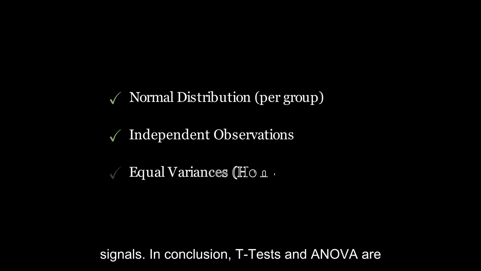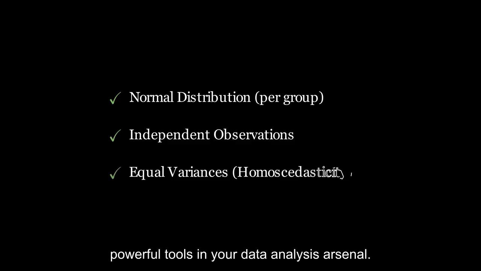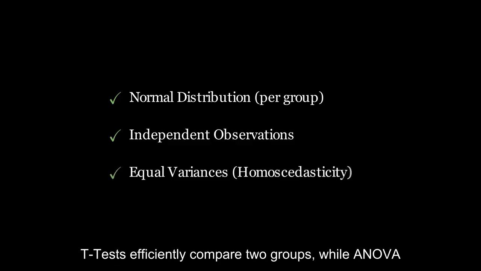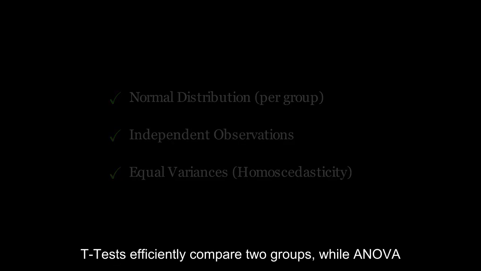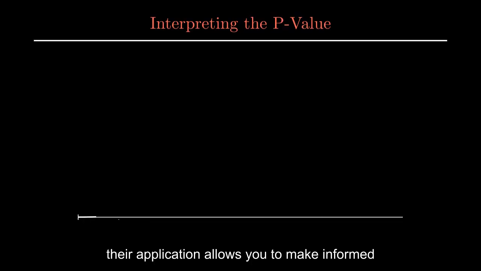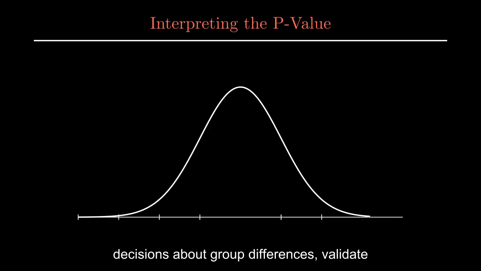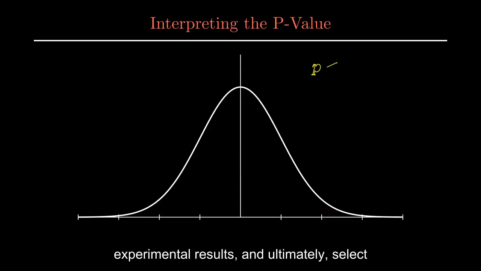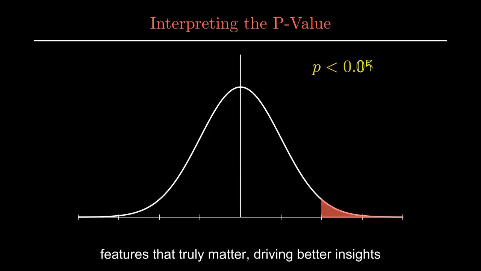In conclusion, T-tests and ANOVA are powerful tools in your data analysis arsenal. T-tests efficiently compare two groups, while ANOVA extends this capability to three or more. Mastering their application allows you to make informed decisions about group differences, validate experimental results, and ultimately, select features that truly matter, driving better insights and more effective data solutions.